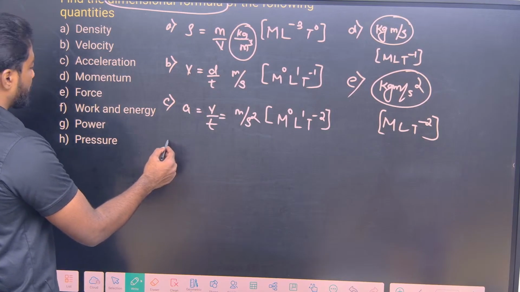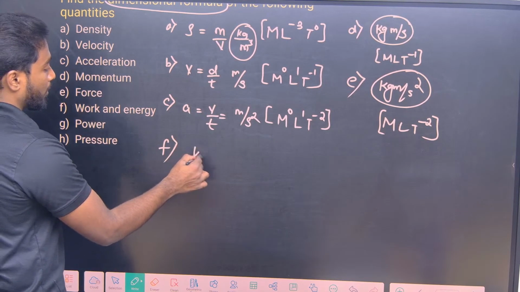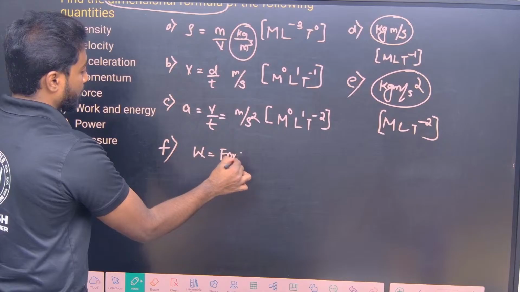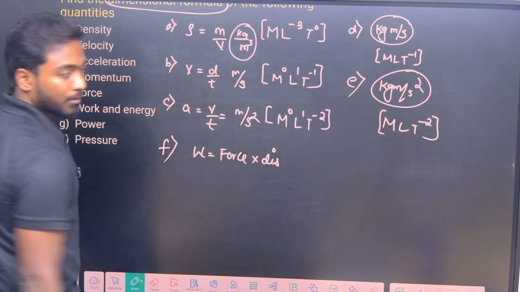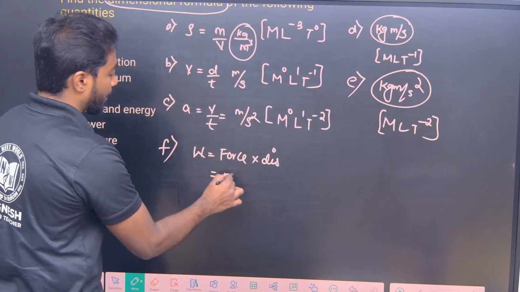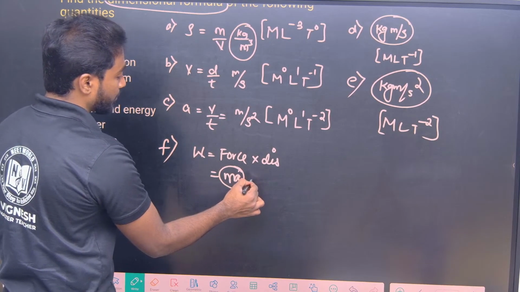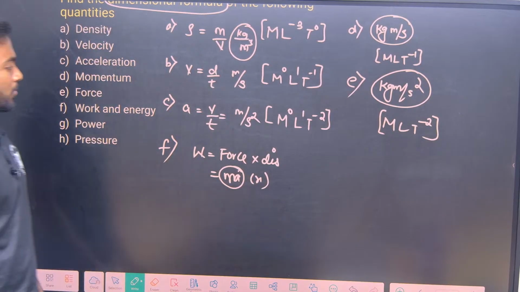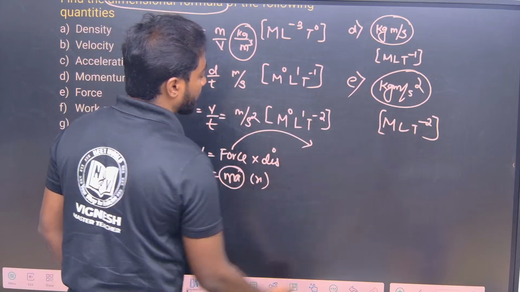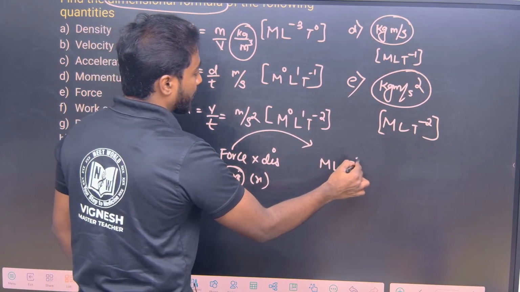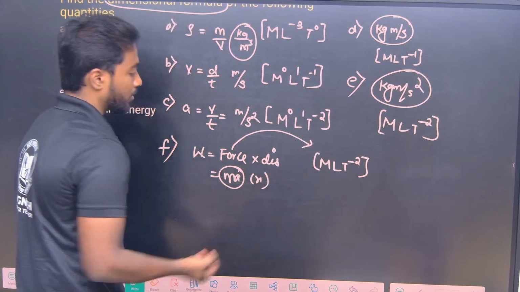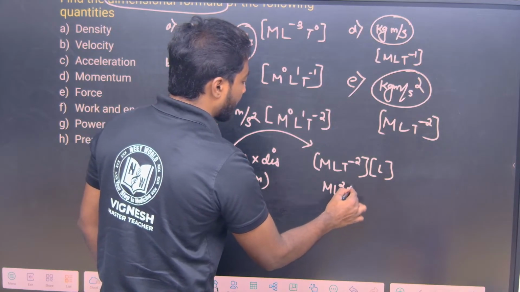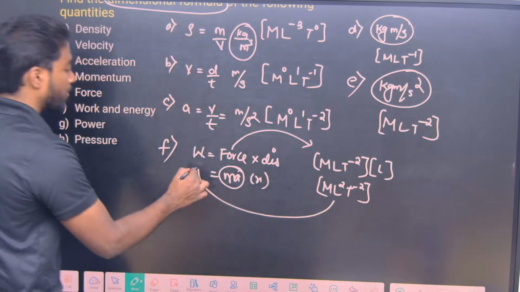So sixth question, work is nothing but force into displacement, right? So force is mass into acceleration, and displacement is like let me take x. So force, we know, is m L T power minus 2. What about the displacement again? L. So m L square T power minus 2. This is the answer for work done.